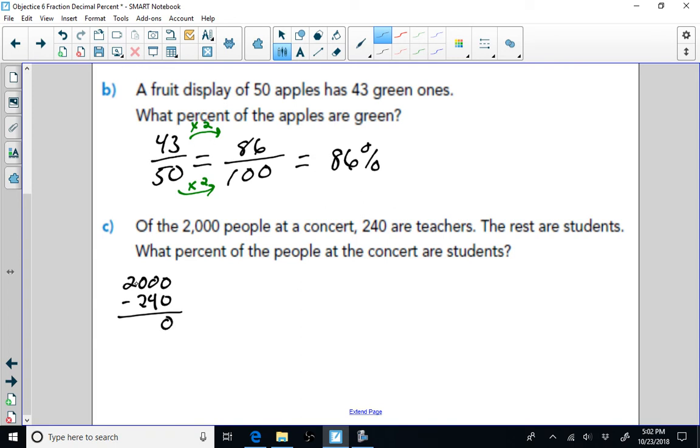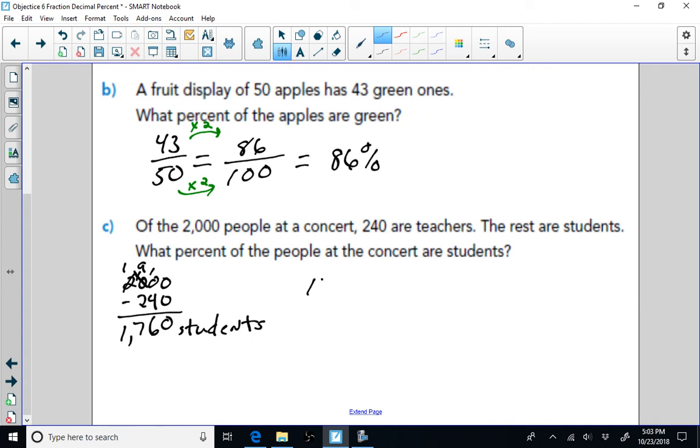0 minus 0 is 0. I can't subtract, so I borrow and rename. 10 take away 4 is 6. 9 minus 2 is 7. And we have 1. So there's 1,760 students at the concert. Okay, well, now I want to know, what percent of the people at the concert are students?